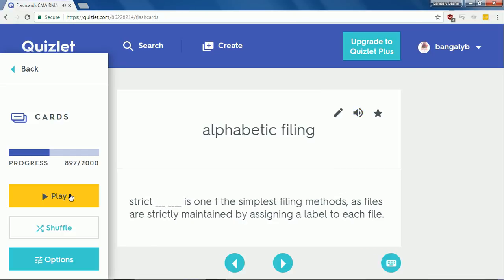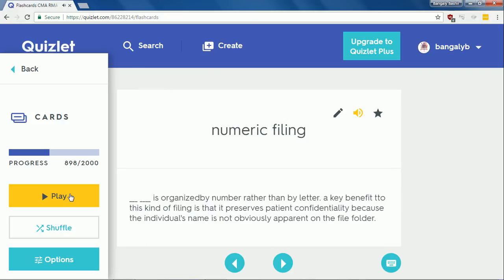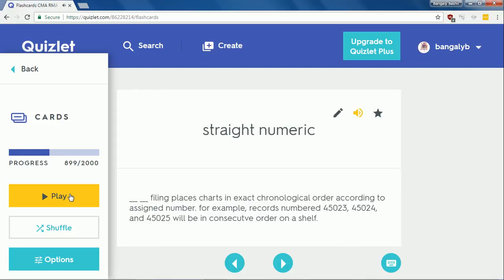Alphabetic filing. Strict alphabetic filing is one of the simplest filing methods, as files are strictly maintained by assigning a label to each file. Numeric filing. Filing is organized by number rather than by letter. A key benefit to this kind of filing is that it preserves patient confidentiality because the individual's name is not obviously apparent on the file folder. Straight numeric filing places charts in exact chronological order according to assigned number, for example, records numbered 45,023, 45,024, and 45,025 will be in consecutive order on a shelf.